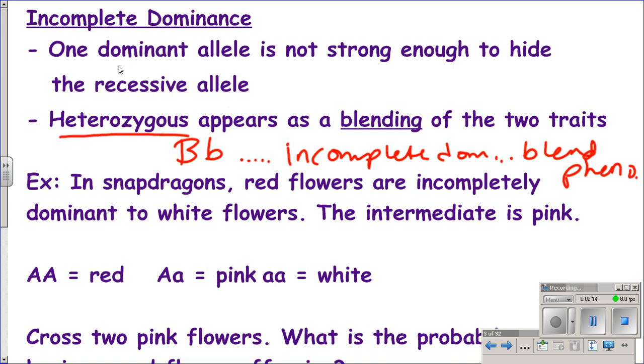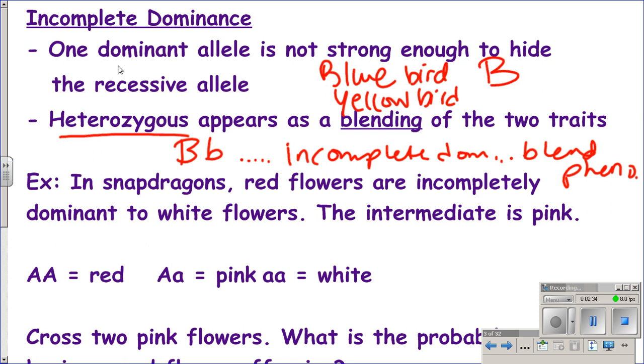So let's say I have birds, and let's say I have a blue bird and a yellow bird. To be blue, that means you have the dominant trait. Let's do capital B. Makes sense? If you're a yellow bird, then you would have the recessive trait, which would be little b. To be the blue bird, though, you absolutely have to be homozygous, big B, big B.